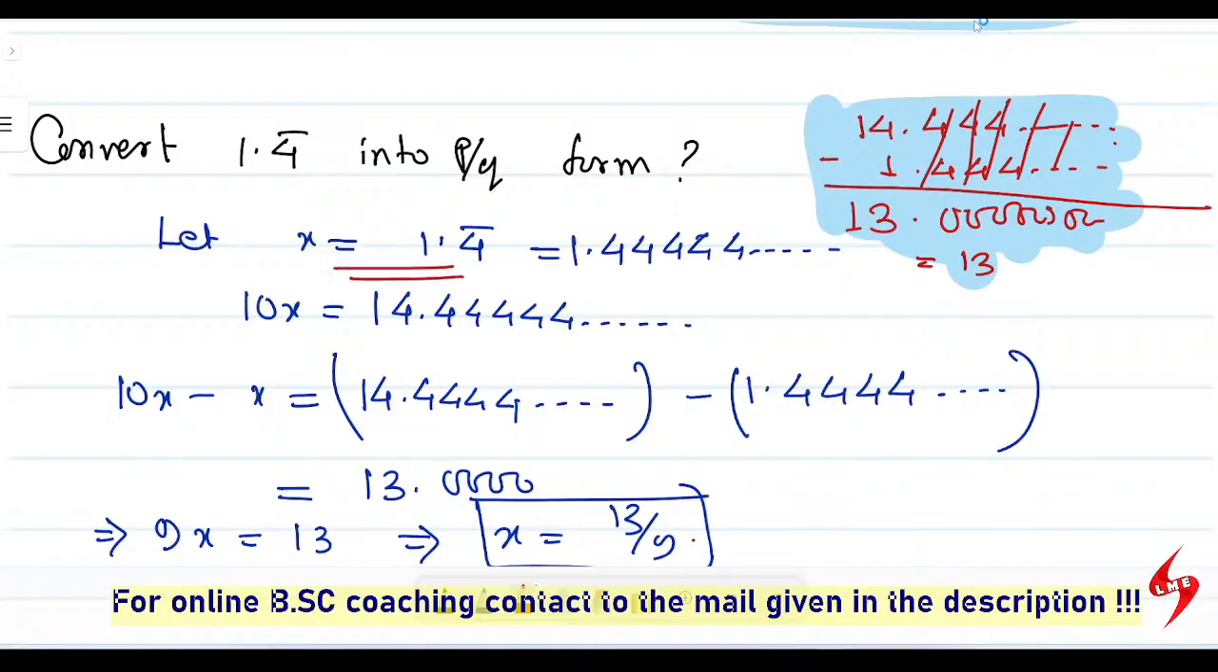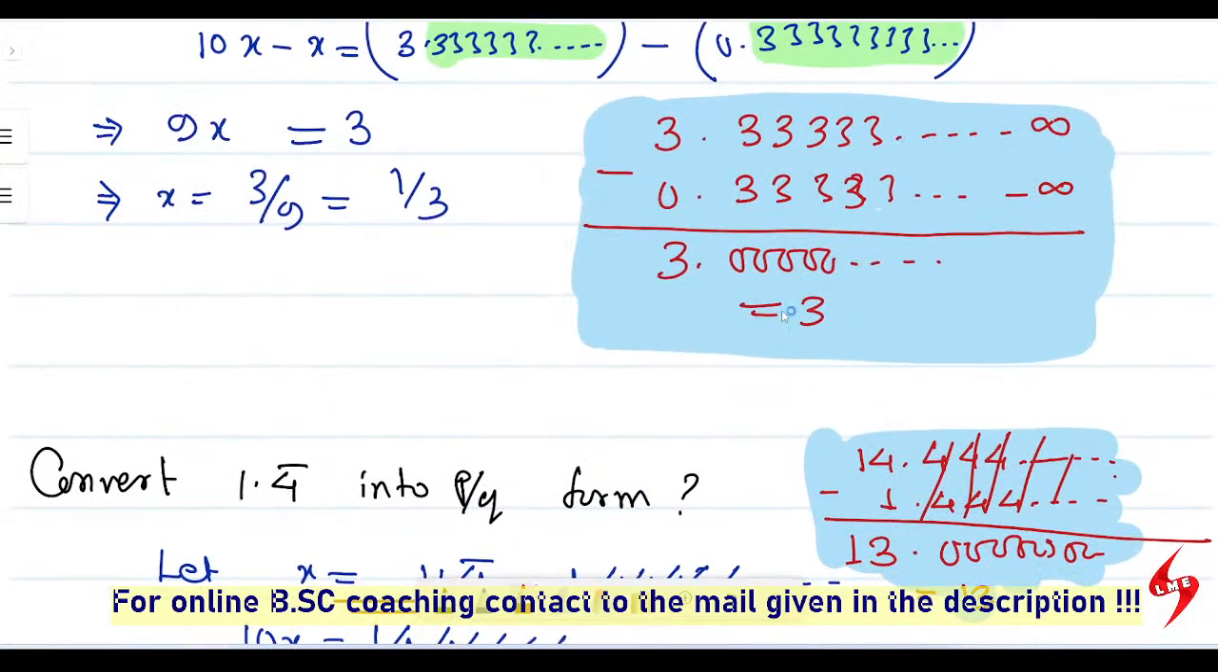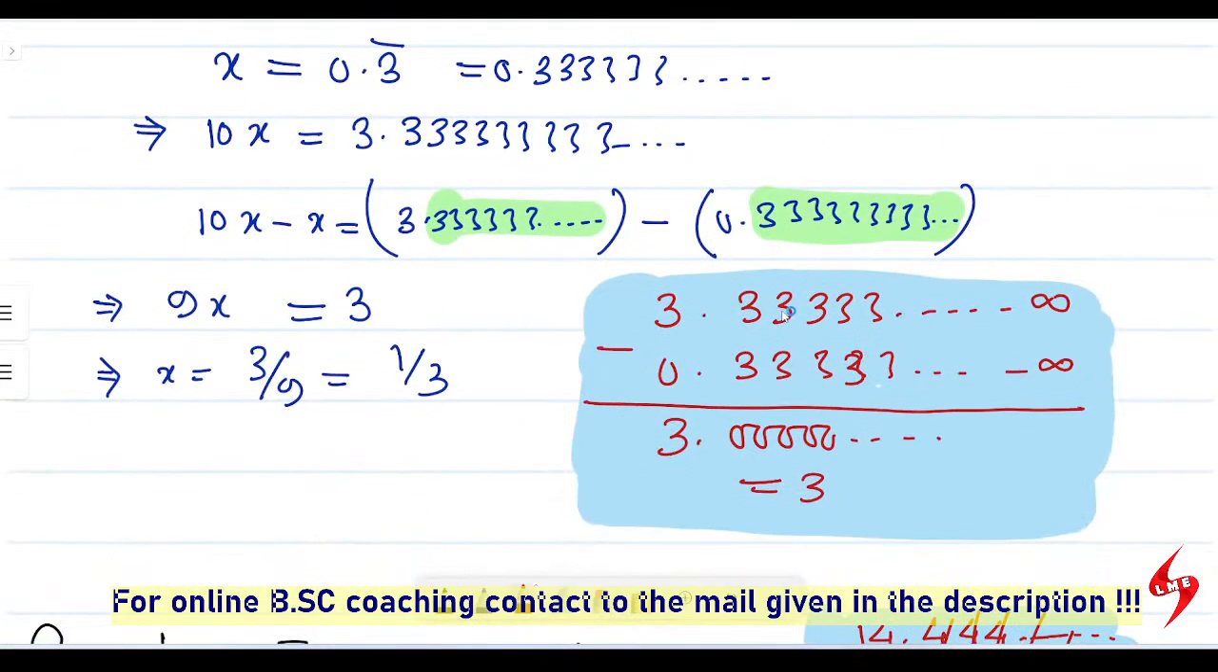And this is the P by Q form. So 1.4 bar will be 13 by 9. Here also I am writing that this is my x in the decimal form and this is x in the P by Q form. So 0.3 bar will be 1 by 3. This is my answer.